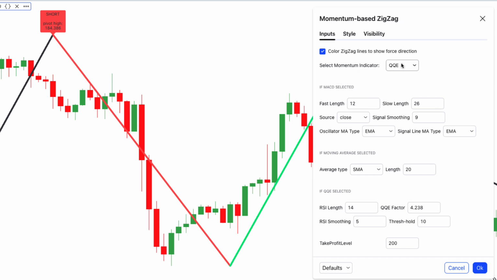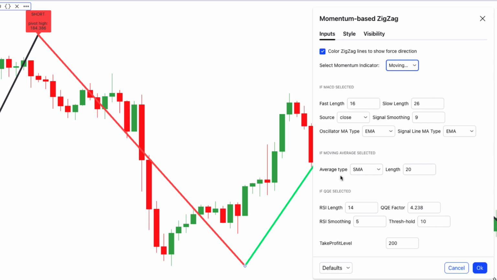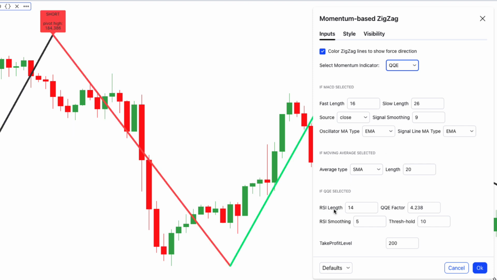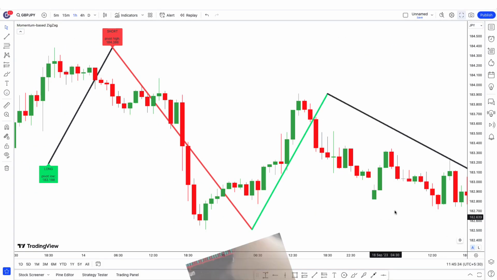Now, to identify reversals quickly and accurately, this tool integrates with various momentum indicators like the MACD, the moving average, and the QQE. For this video, we're going to stick with the QQE. And then we have options to modify the settings of any of these momentum indicators that you choose. For example, if you go with the MACD option, these are the settings to change the fast length, the slow length, etc. If you choose the moving average, these are the settings for your modifications. And for the QQE, here are the settings to change the RSI length, the QQE factor, the RSI smoothing, and the threshold. For this video, we're going to stick with the default values.